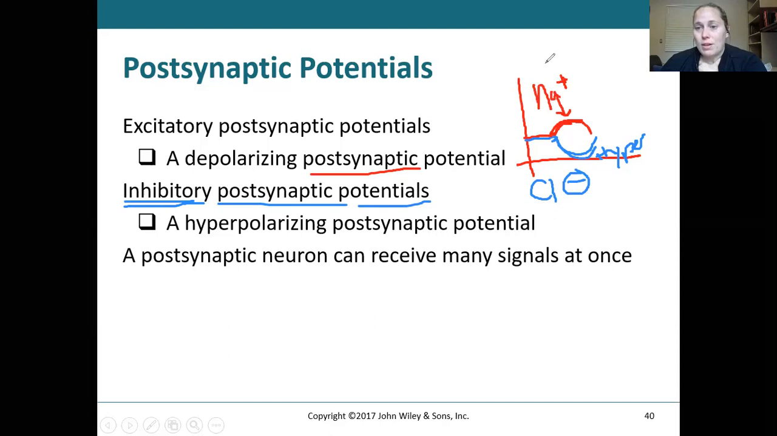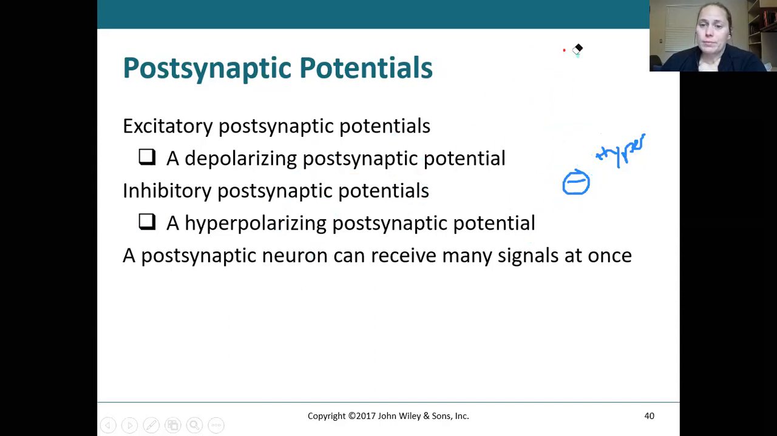It's called excitatory because it's exciting the cell, making it more likely to fire an action potential. That's influx of sodium. And in the case of inhibitory neurotransmitters, you have influx of chloride, making the cell more negative and essentially less likely that an action potential will fire because the cell is now more negative.